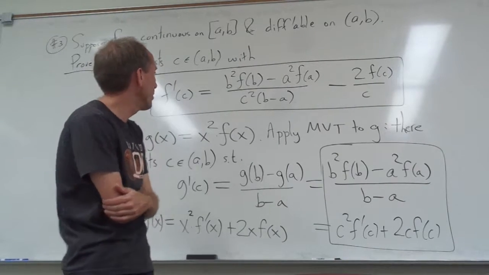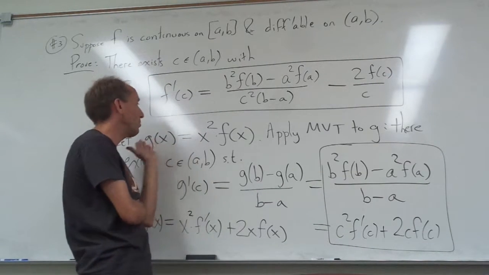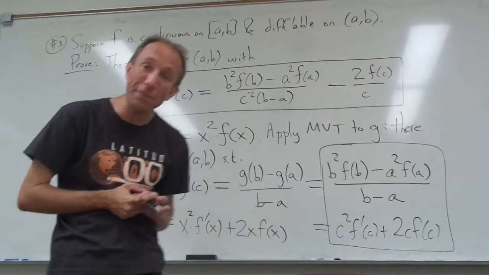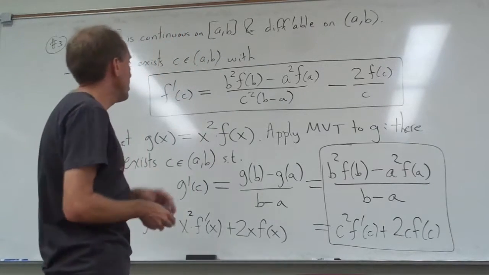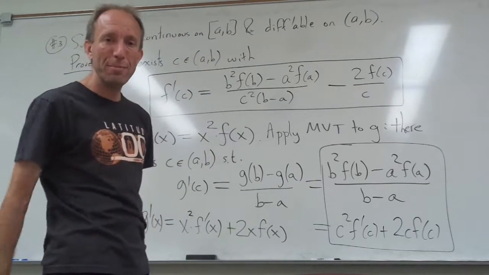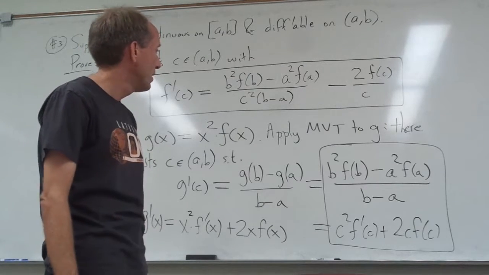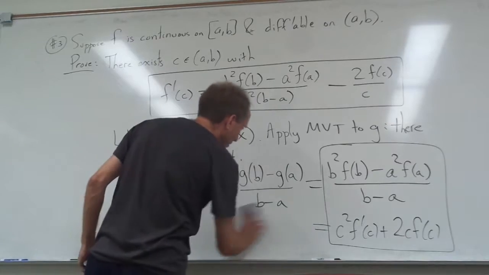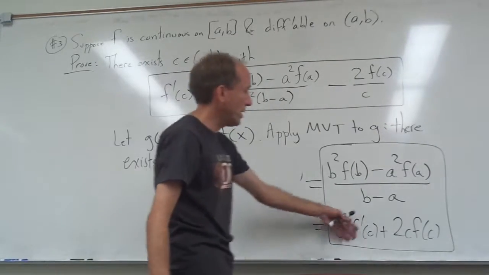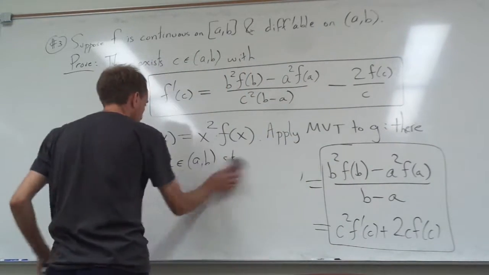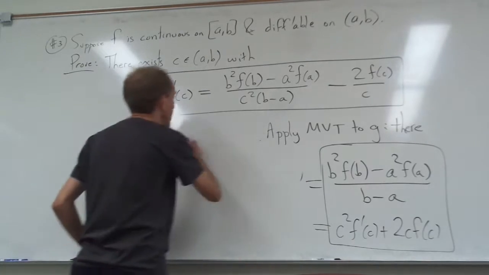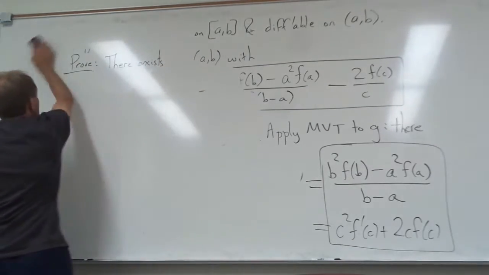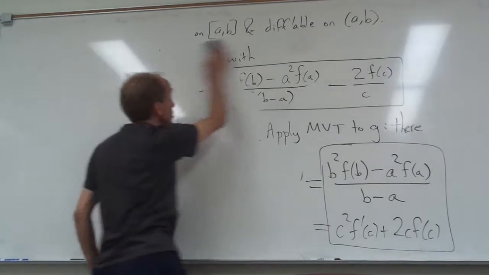The hardest part really is just realizing that you need to create a new function, g, that you can then apply the regular mean value theorem to. Just coming up with the formula for g is really the secret to it. So now you just do the algebra here and you're going to get that boxed equation. I'll let you check that the algebra actually works. But that's the solution.